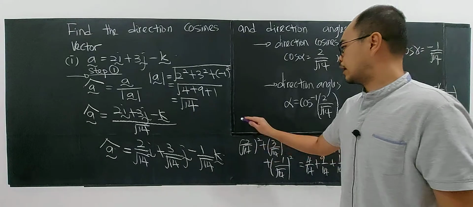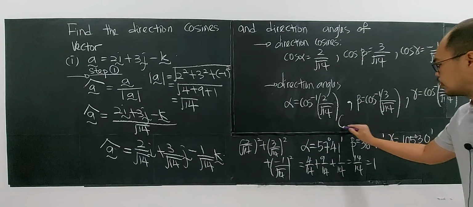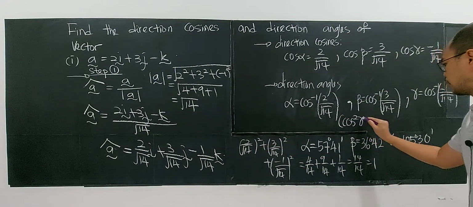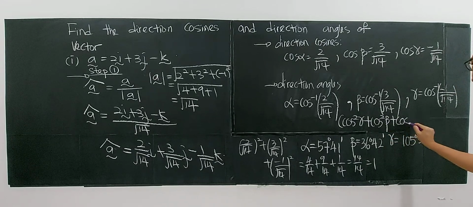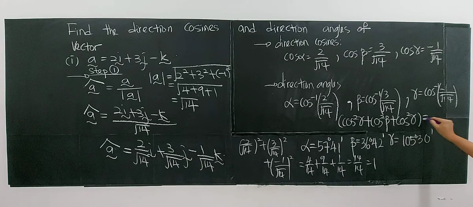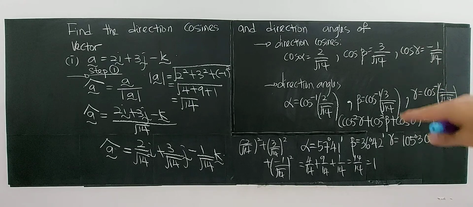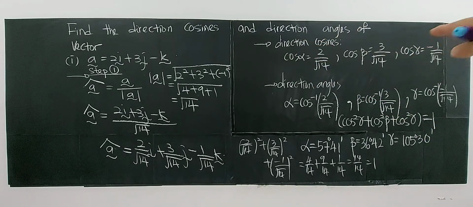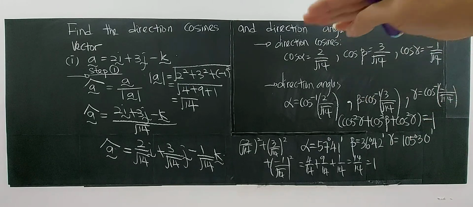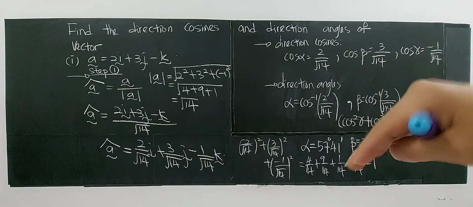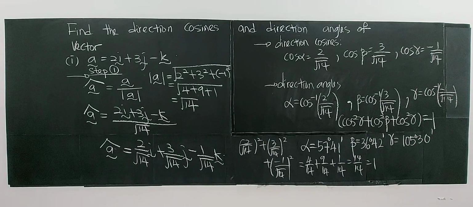I just want to remind you to remember this: cos squared alpha plus cos squared beta plus cos squared gamma will always give you the value of 1. The sum of the squares of the direction cosines is always 1, and this is a very important thing that you must know. Okay, let's move on with another example in the next video.